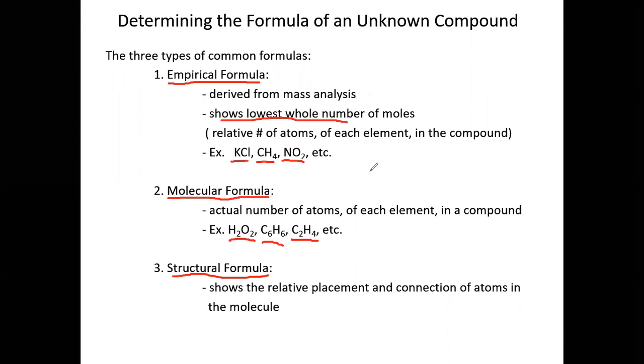To give you an example, we'll use hydrogen peroxide. For hydrogen peroxide, the empirical formula is HO. The molecular formula of hydrogen peroxide is H2O2. And the structural formula of hydrogen peroxide looks like this. So that's the difference between all three types of formulas.